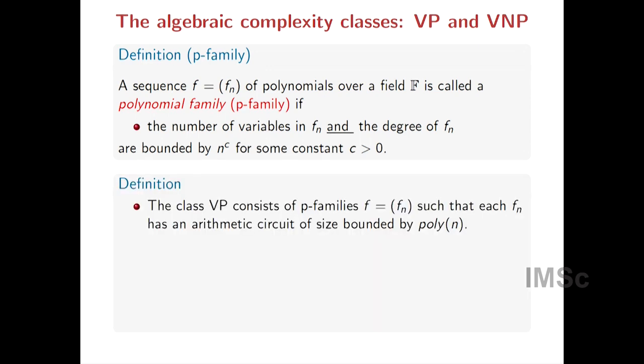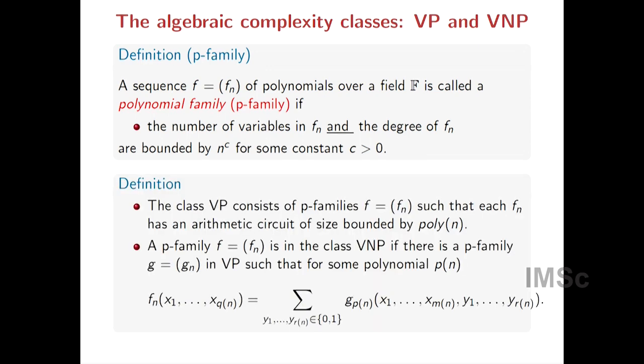Okay, I think I'm really running out of time, and I've not even started telling you about the main topic, so I should at least give you one example. So this is technically the definition of VP and VNP for Valiant. VP is the Valiant analog of polynomial time, and VNP is the Valiant analog of non-deterministic polynomial time.